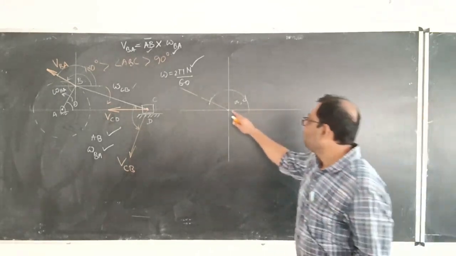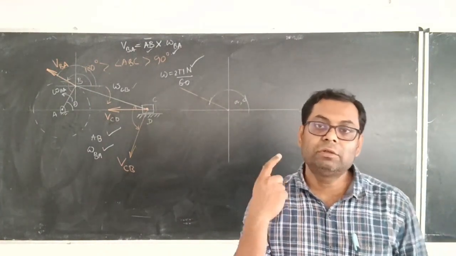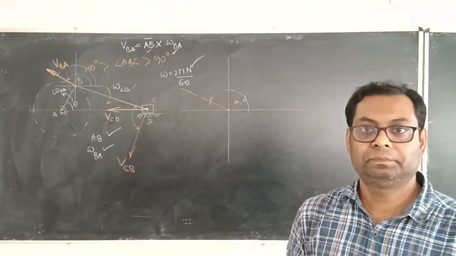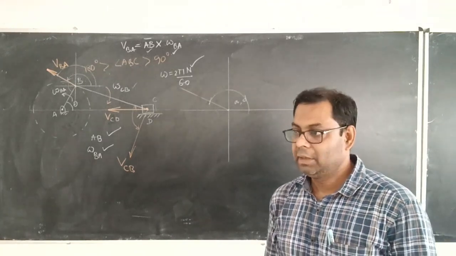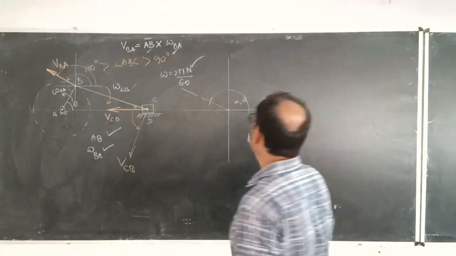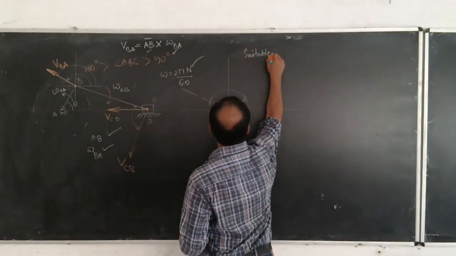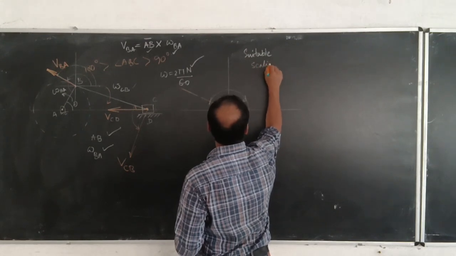So which length of VBA are you going to take in the velocity diagram? That is the main question. So what you have to do is take a suitable scaling factor.